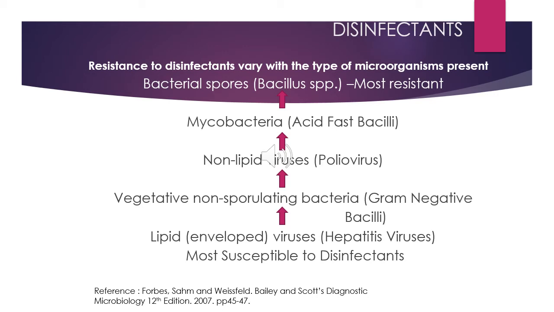This slide will show you the resistance of disinfectants varies with the type of microorganism present. You will note that the most susceptible to disinfectants would be your enveloped viruses, such as your hepatitis viruses, and the most resistant organisms are the bacterial spores, which is your Bacillus species, those with endospores. That's why they cannot be easily eradicated and they may pose as contaminants in all your microbial studies.